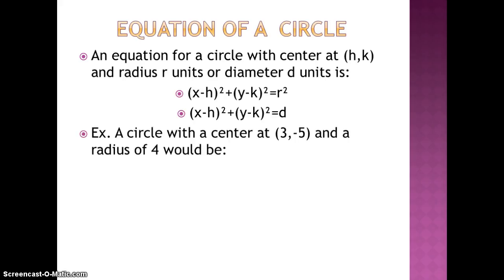A circle with a center at (3, -5) and a radius of 4 would be (x - 3)² + (y - (-5))² = 4². So we simplify that to be (x - 3)² + (y + 5)² = 16.